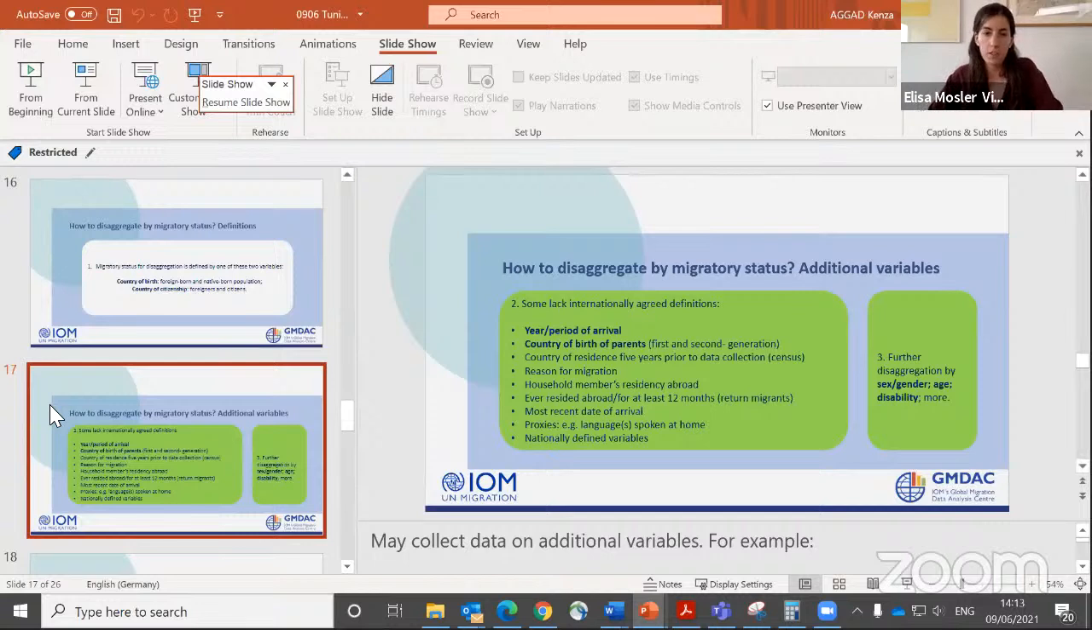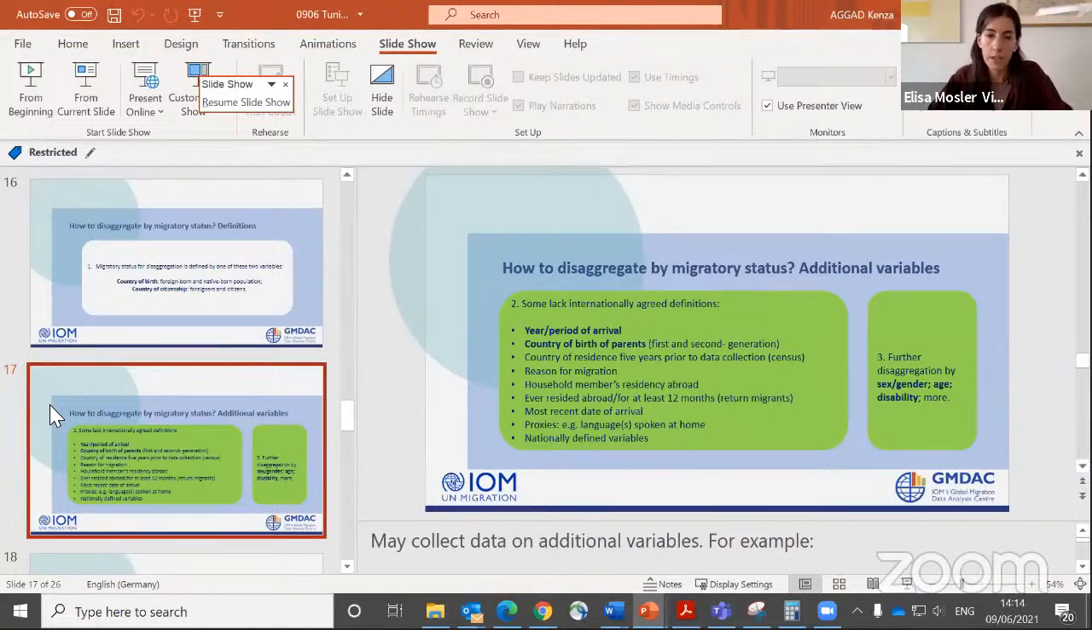Another common variable is country of birth of parents. You already saw in the US example on nutrition how this can show us, for example, differences between first and second generation migrant groups. A few other ones to highlight are nationally defined variables. I've spoken about some key variables that, for example, the UN expert group on migration statistics recommends using when disaggregating. In many cases, countries may also have their own variables that are not on this list that make a lot of sense at the national level.